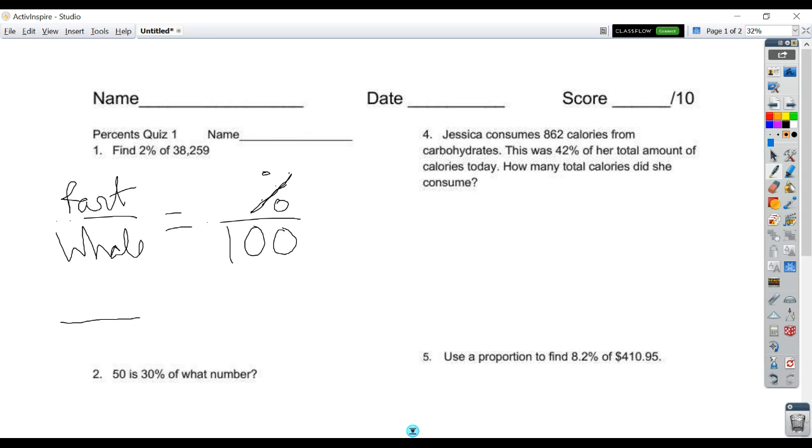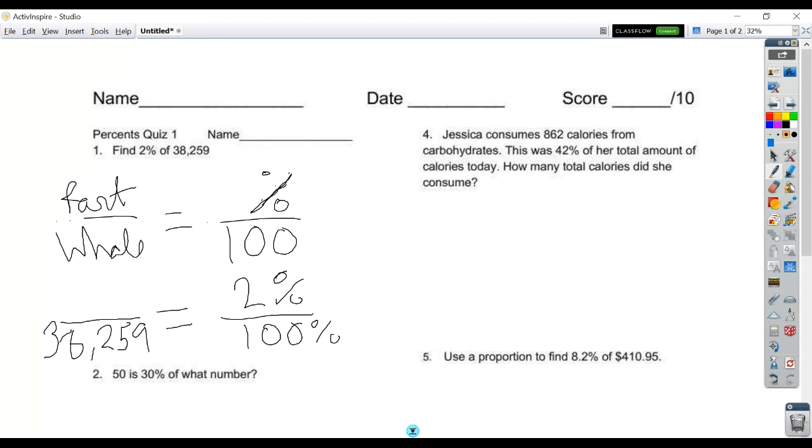And so if I set that up here, I have my percent, which says here that it's 2%. And then we put that out of 100, and it's 100%. You don't need to put the percent signs. I'm just putting them here to indicate this is a percent. And it says it's of 38,259, or we could say out of 38,259. And so that indicates that this is going to be my whole. So I've got 38,259.